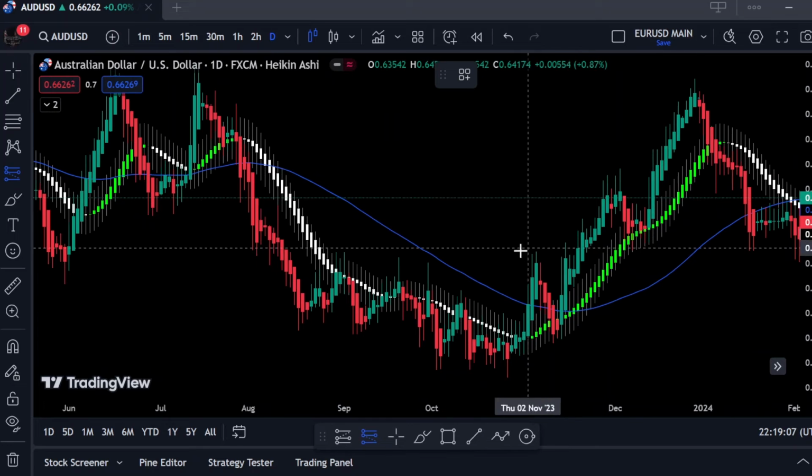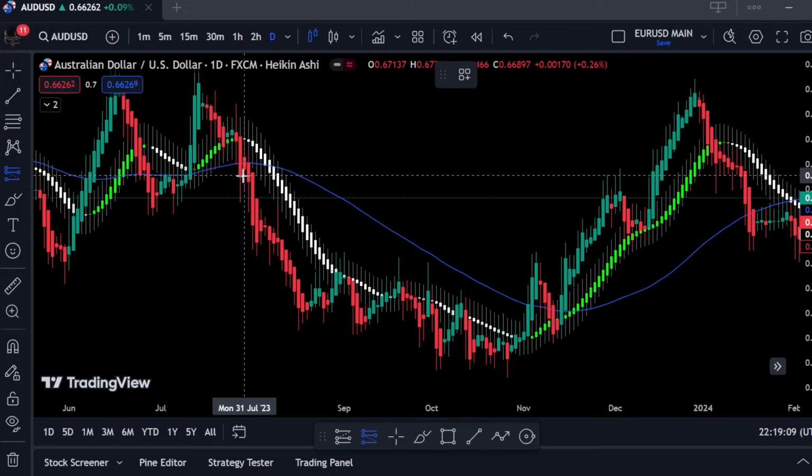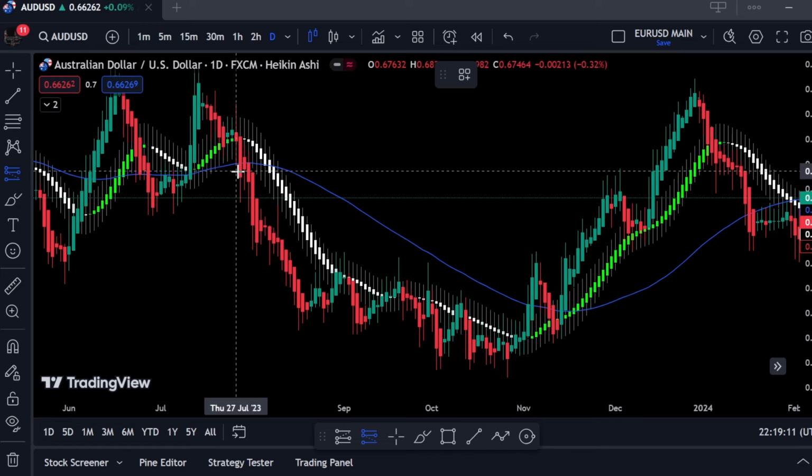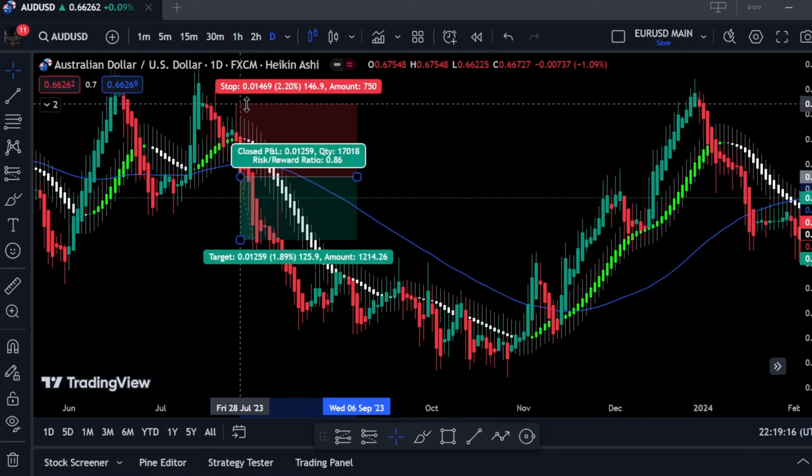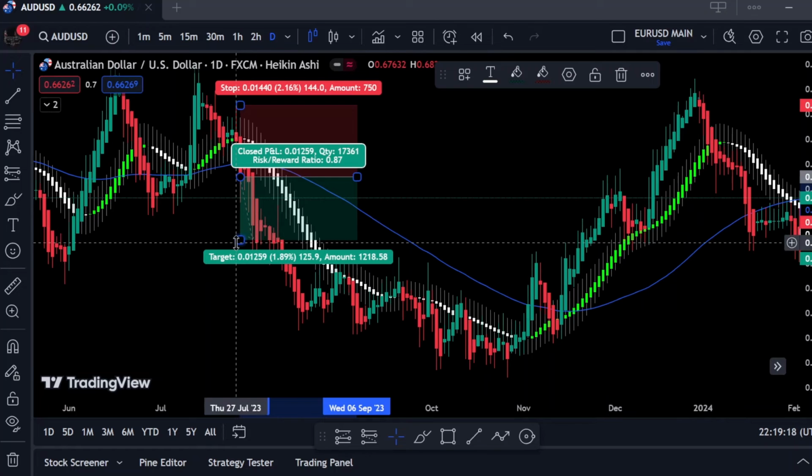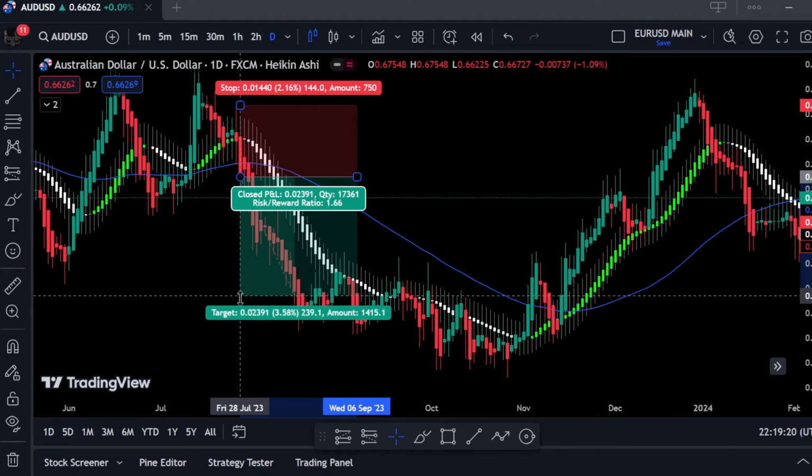For the first trade here, we have a white bar here, which is a signal for entering a sell trade. Now, since the price is below the moving average, we can take this trade. Now the stop loss has to be at the high of the candles. We aim for a 1 to 2, which was reached.